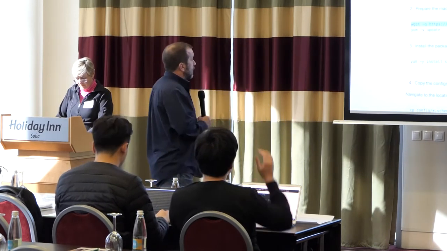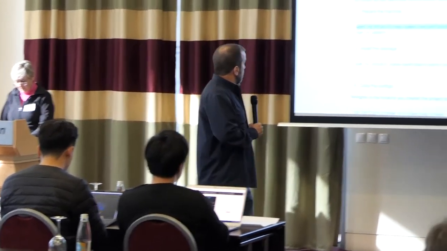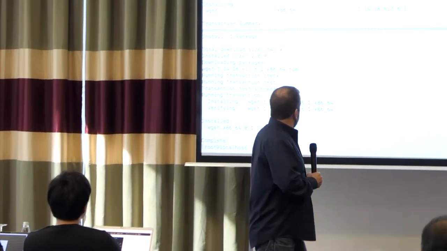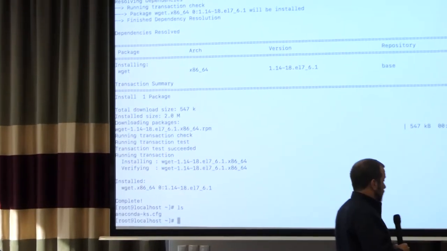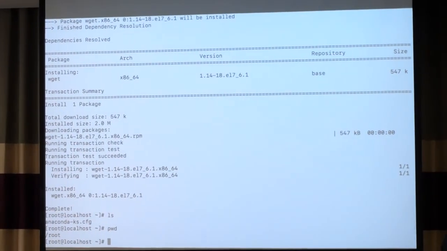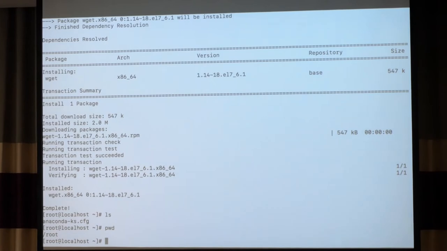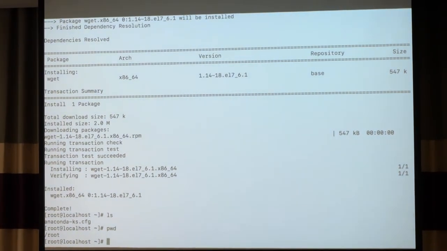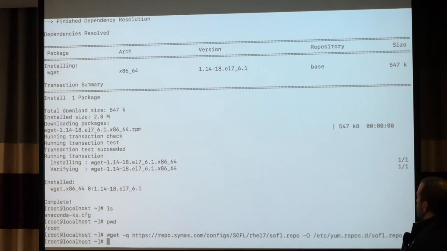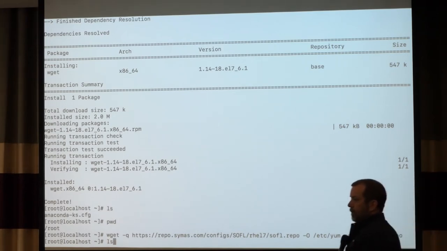So now we're going to get the repo that has the Simus OpenLDAP for Linux, and we're going to stage it onto the VM. Go ahead. Did you do it? That's why you have to have wget on there, from the previous step.